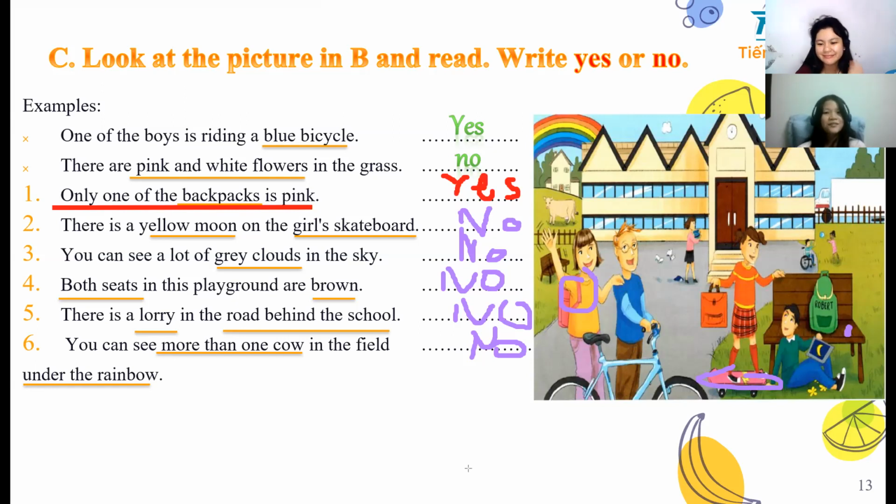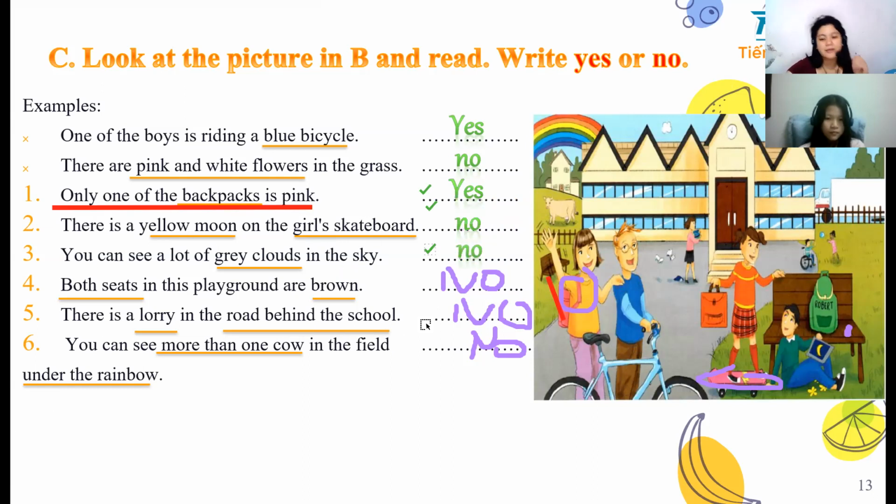Okay, I'll make sure. All right. Only one backpack is pink. That is correct because she has the pink backpack. Now, there is a yellow moon on the girl's skateboard. No, that's correct. Okay. You can see a lot of gray clouds in the sky. Okay, that's no. You're correct.